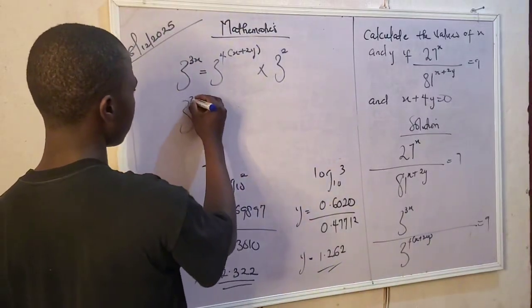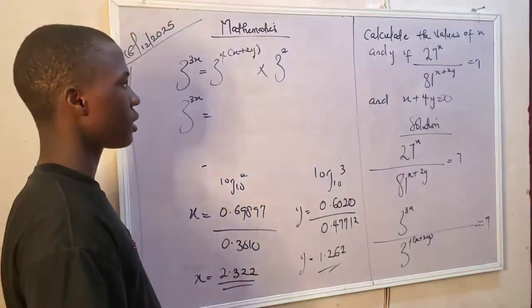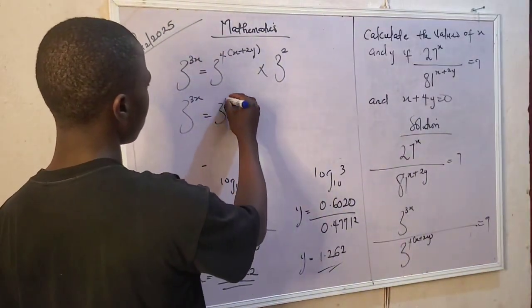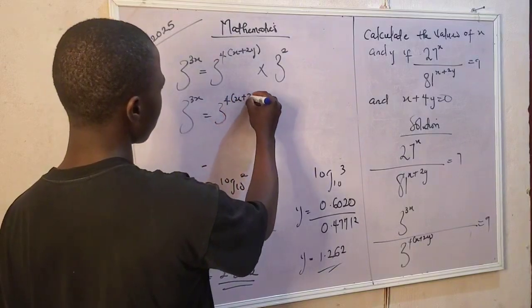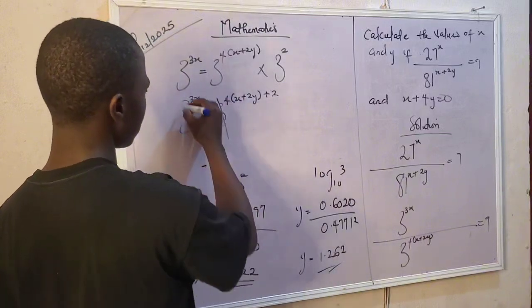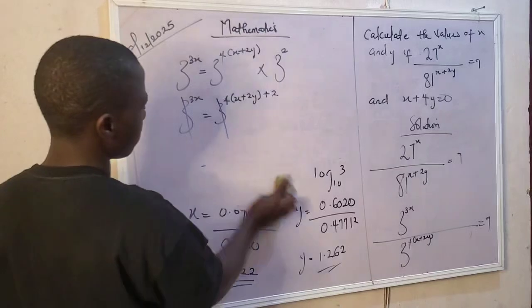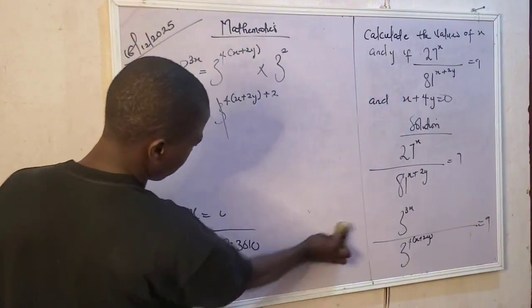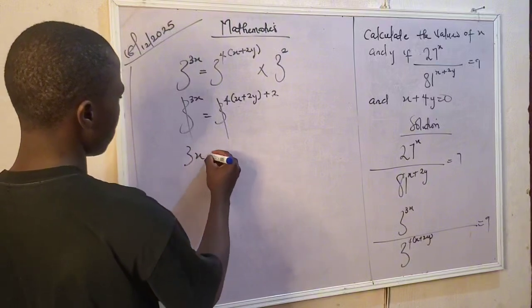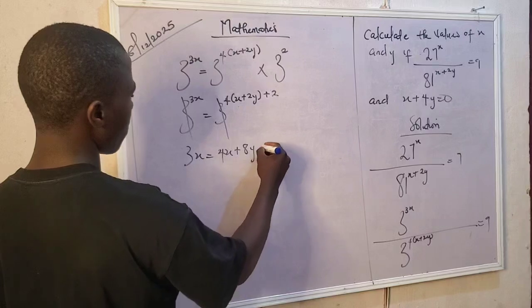So this side becomes 3 to the power of 3x equals, multiplication of indices: we take a base and then we sum the powers. So 3 raised to 4 in brackets (x plus 2y) plus 2. Also, the left side says 3x equals, so let's open the bracket: that is 4x plus 8y plus 2.